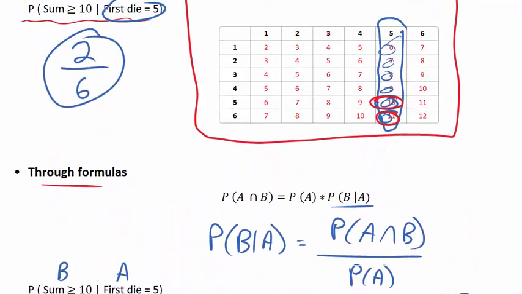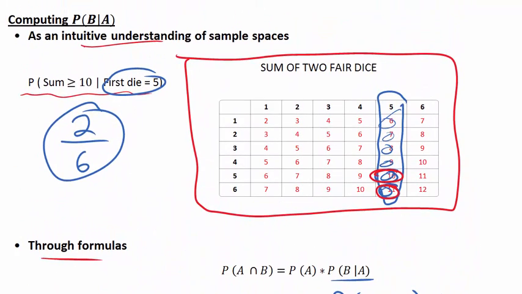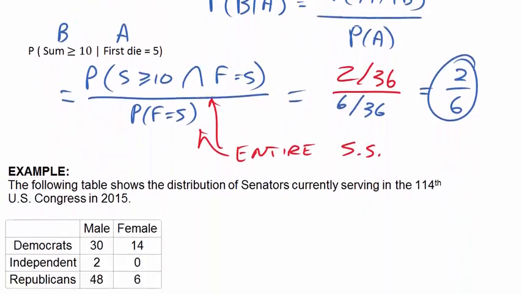Some people prefer the formulas. I personally prefer the intuitive understanding of sample spaces. It's up to you. They both give you the same answer.